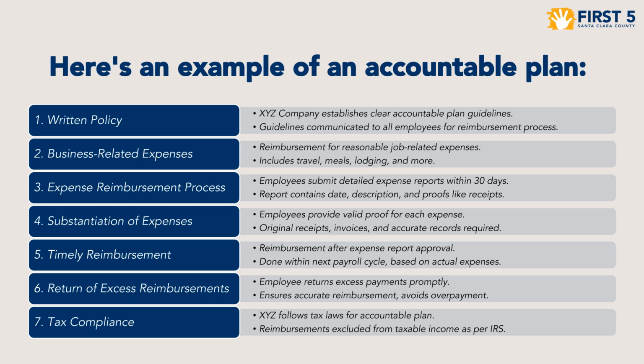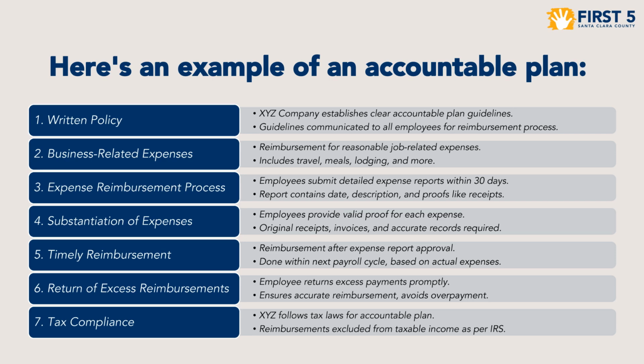In the written policy, XYZ Company establishes a written accountable plan that outlines the rules and guidelines for owner and employee expense reimbursements. The plan is communicated to all employees and provides clear instructions on the types of expenses eligible for reimbursement, the documentation required, and the process for submitting reimbursement requests. Business-related expenses. Under the accountable plan, XYZ Company will reimburse employees for reasonable and necessary expenses incurred while performing their job duties. These expenses may include travel expenses, meals and entertainment, lodging, transportation, and other business-related costs.